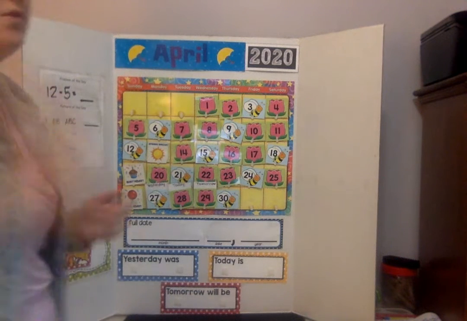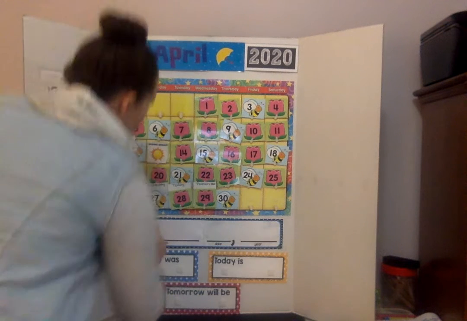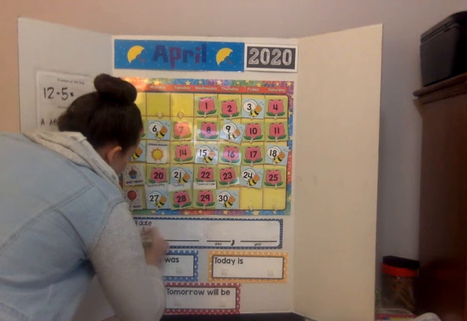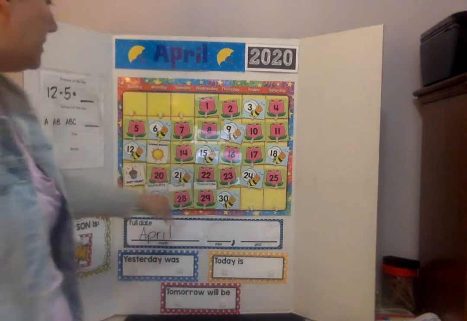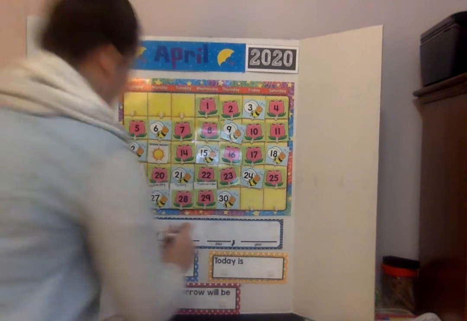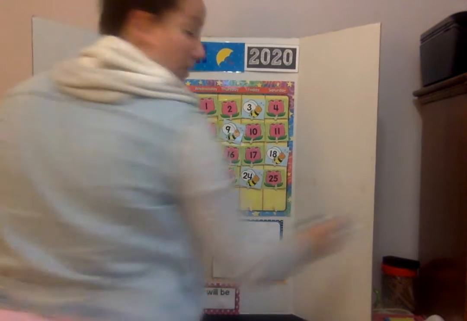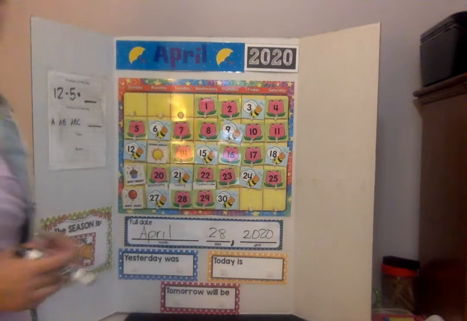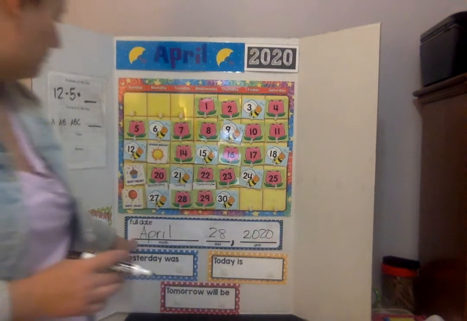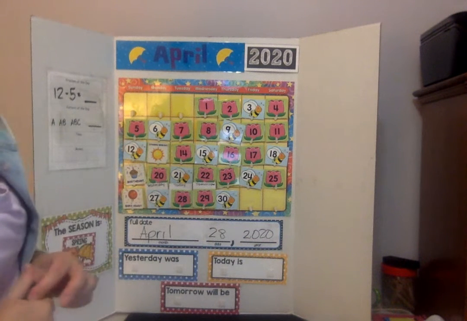If you want to write that in your notebook with me, we're going to start with April. It's the name of a month, so it has an uppercase A. April, the date is number 28. And the year is 2020. Okay, so today's date is April 28th, 2020. Very good.